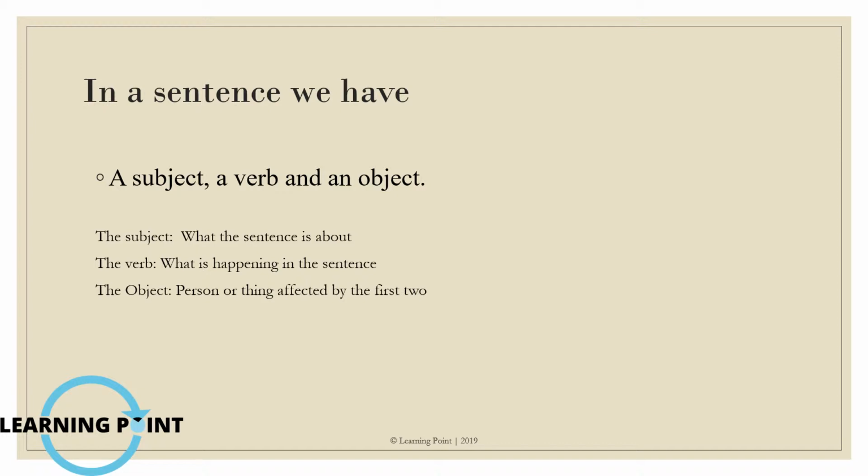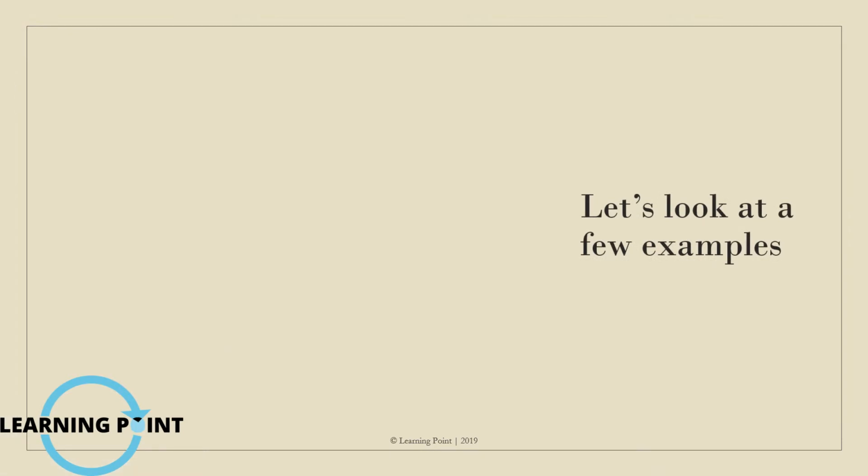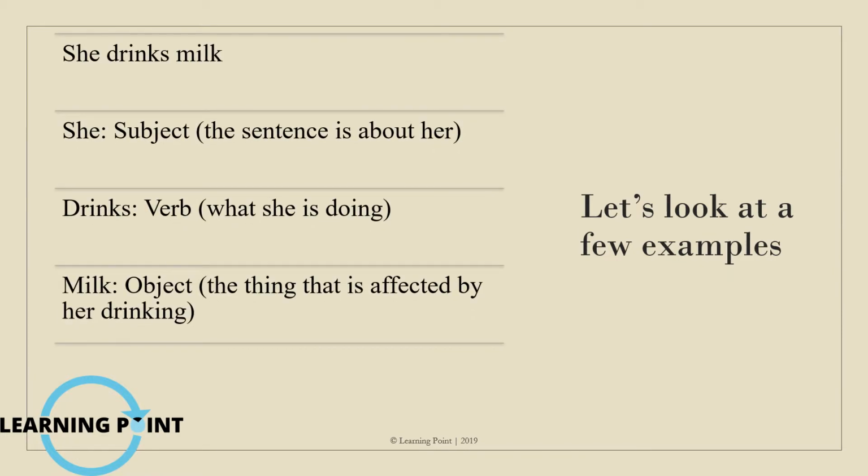So let's look at a few examples. She drinks milk. She is the subject because it's about her, the whole sentence. Drinks is the verb, what she is currently doing. Milk is the object, what is being affected by her drinking the milk.